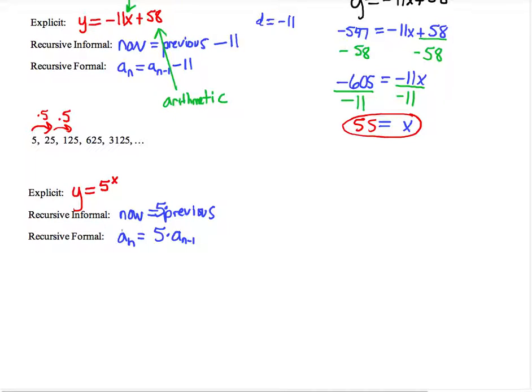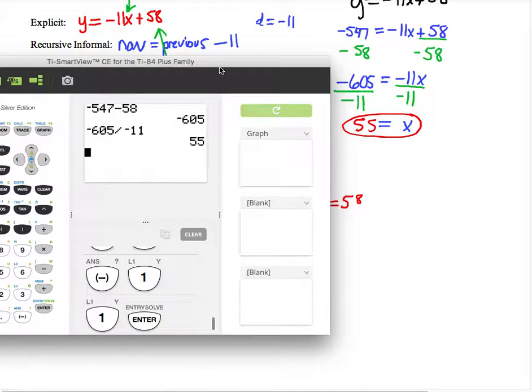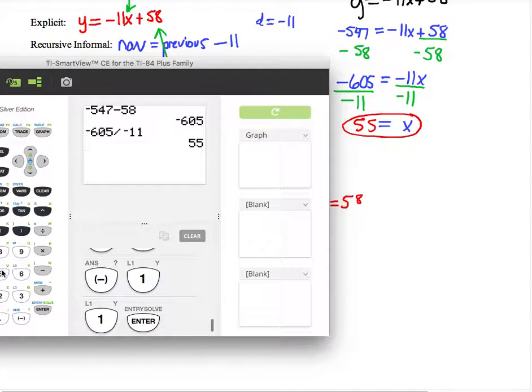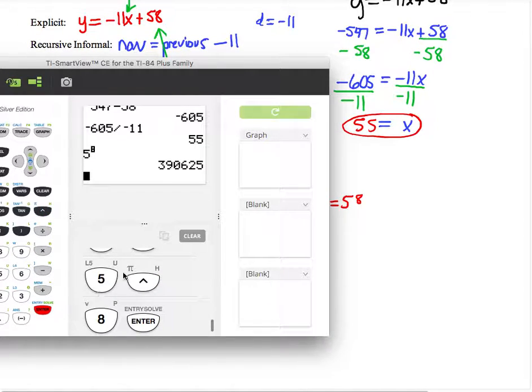So if someone came and said, well, predict when x equals 8, we could do that and just say y equals 5 to the 8th power. Stick that in our calculator and make a prediction. I think this is going to be a pretty big number. Let's see what we get. 5 to the 8th power. So 5, and use this caret button for raised to the 8th power. And yes, a very big number. That's going to be 390,625.